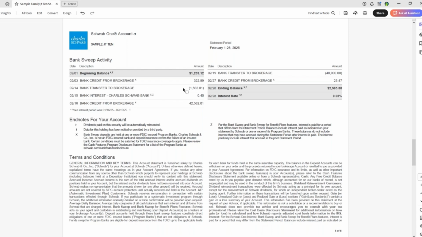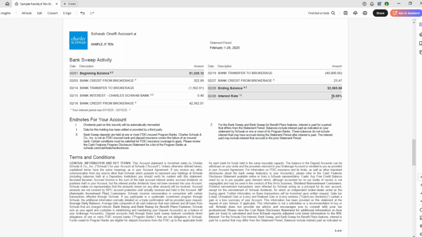You can see here that we, in total, have about a $42,000 credit to this account for the month. It included some transfers and also some sweeps from those dividend positions. Right now, the ending cash balance they have in their Schwab Bank position is $2,500. That interest rate is pretty low, so it's just like our normal checking accounts, not earning a lot of yield.